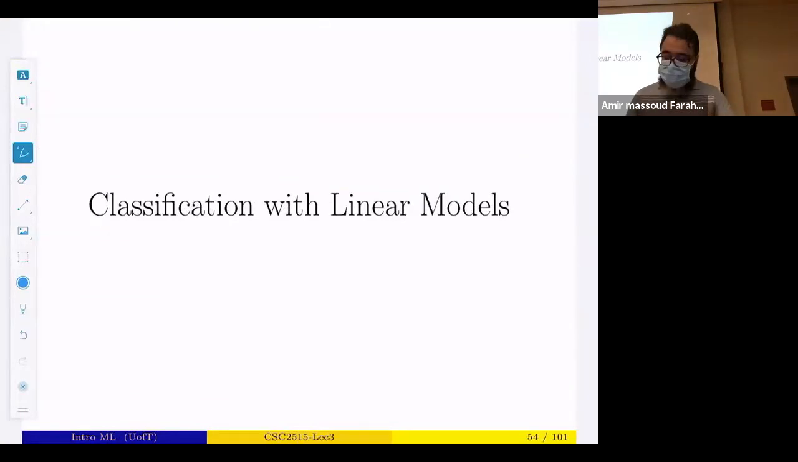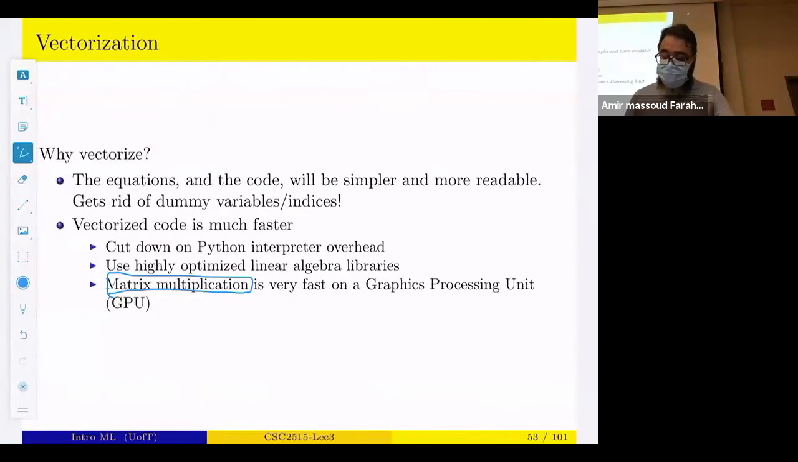Okay, so that was the regression part. Any quick questions?